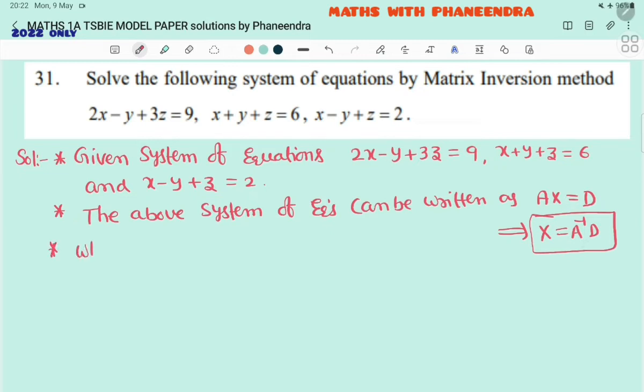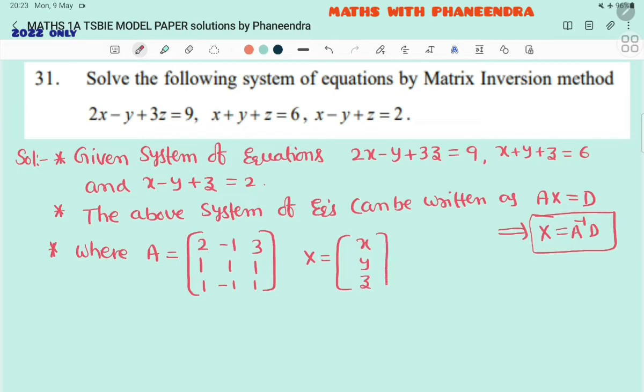What are A, X and D here? Capital A is equal to the coefficient matrix: 2 minus 1 3, 1 1 1, 1 minus 1 1. Capital X is equal to x y z, and D is equal to 9 6 2.